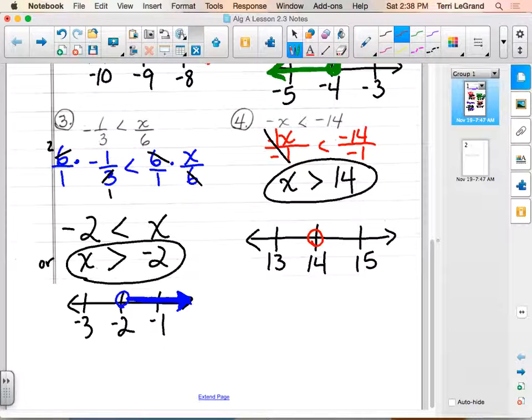Is 14 included? No, x can't be 14. It has to be something greater than 14. So open circle, don't shade it in, showing it's not included, but anything past 14 going to the right is. Okay, so we have to remember that one extra thing today. When you multiply or divide by a negative number, switch the symbol around, reverse its direction.